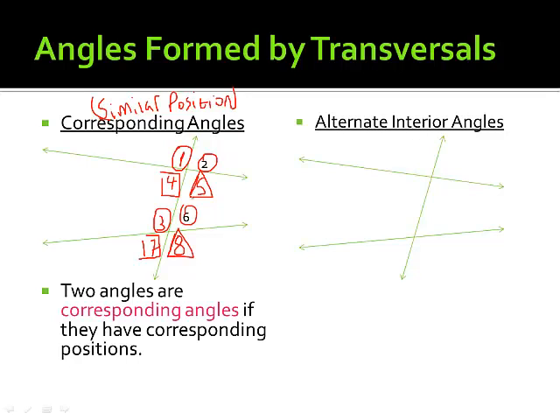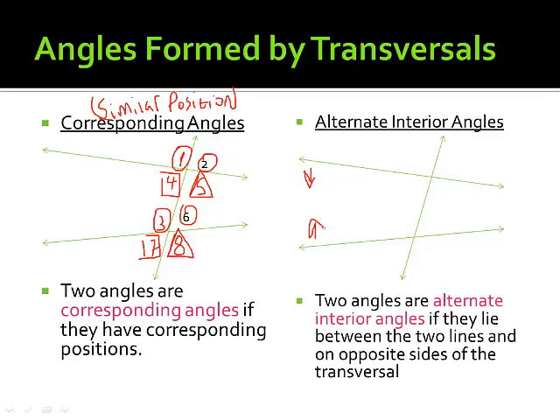We also have something called alternate interior angles. Alternate meaning on opposite sides, interior meaning between the two lines. So if it's between the two lines, it has to be in the interior of the two lines. So alternate interior angles lie between the two lines and on opposite sides of the transversal. Here's one example, angle 4 and angle 5. I could also have angle 3 and angle 6. I'm just making up these numbers as I go. So angle 4 and angle 5 would be alternate interior, and angle 3 and angle 6 would be alternate interior as well.